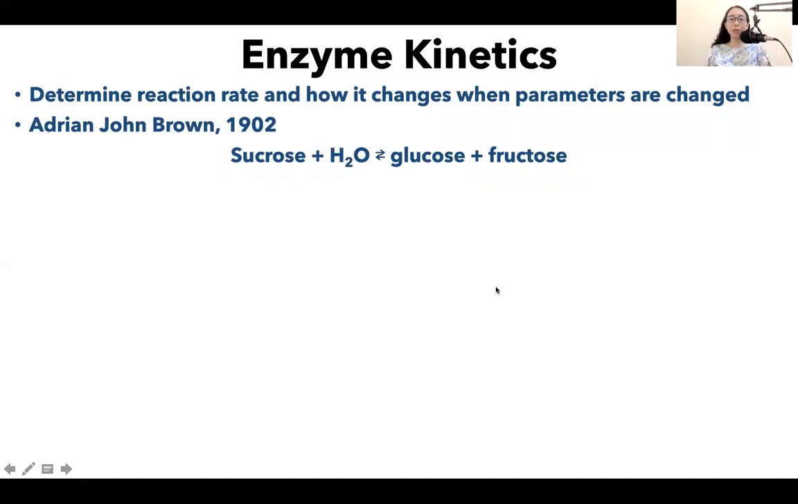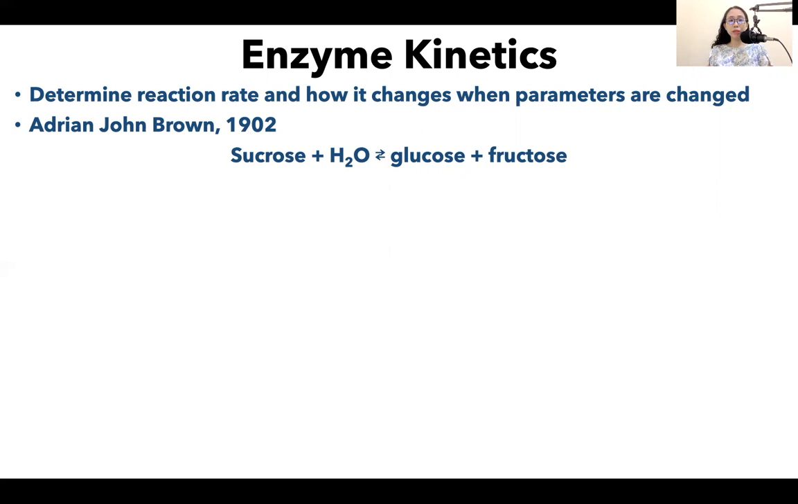Again, kinetics is all about the rates of your chemical reactions. And the application is primarily adjusting parameters and seeing how your reaction rates change. Now, with regards to enzyme kinetics, this started in the early 1900s, and one of the famous studies was done by Adrian Brown. He was someone who was working in the fermentation industry. So they were making malts, and they were studying the fermentation of sucrose by yeast.